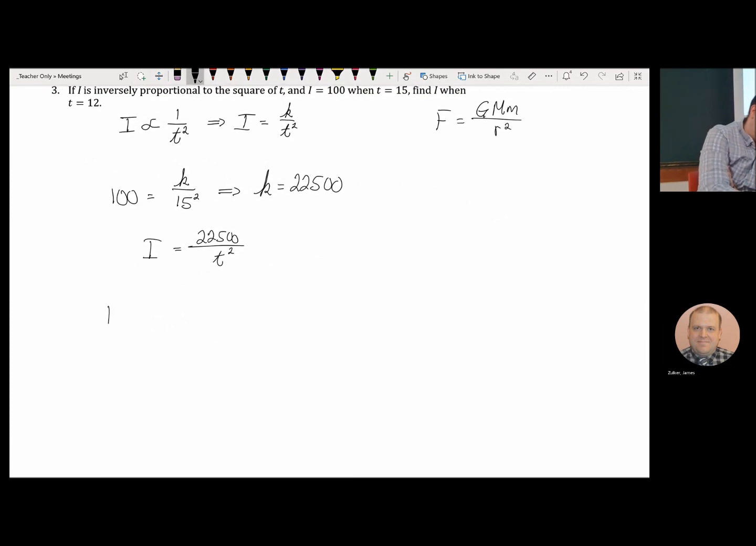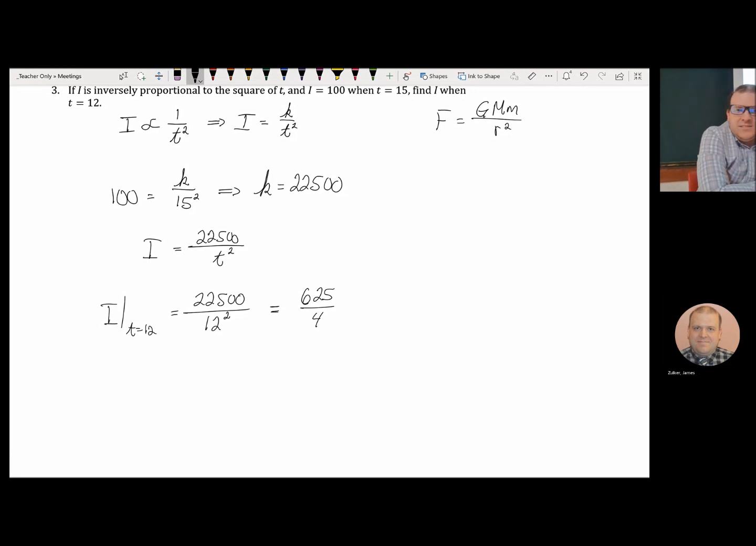Now, when t is 12, twelve squared is 144. So we have 22,500 over 144. That's $625/4.